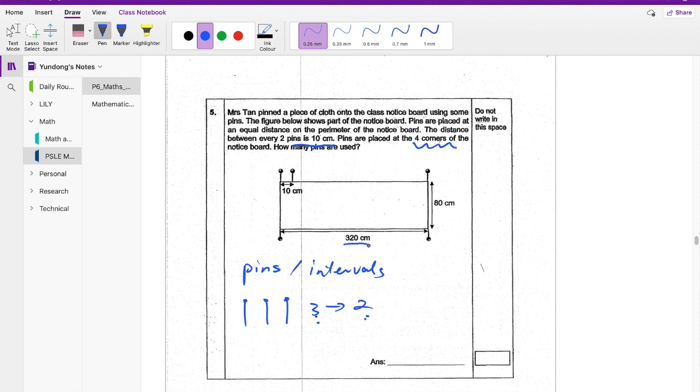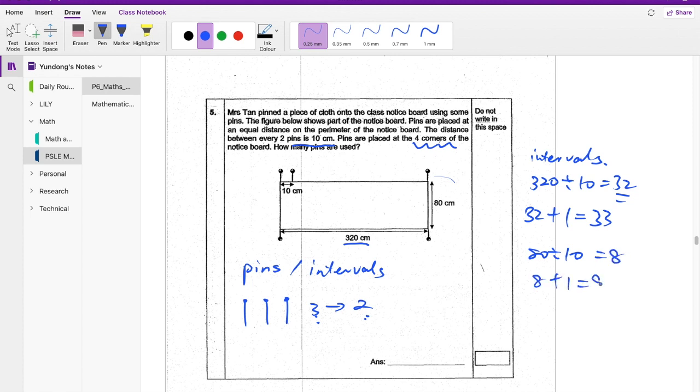320 divided by 10 cm gives 32 intervals. 10 cm, one interval, another interval, another interval, 32 in total. So how many pins? 32 plus 1 equals 33. Then we consider this side. 80 divided by 10 equals 8, and 8 plus 1 equals 9. So on this side there will be 9 pins. Then in total, 33 plus 33 plus 9 plus 9, which equals 66 plus 18 equals 84.